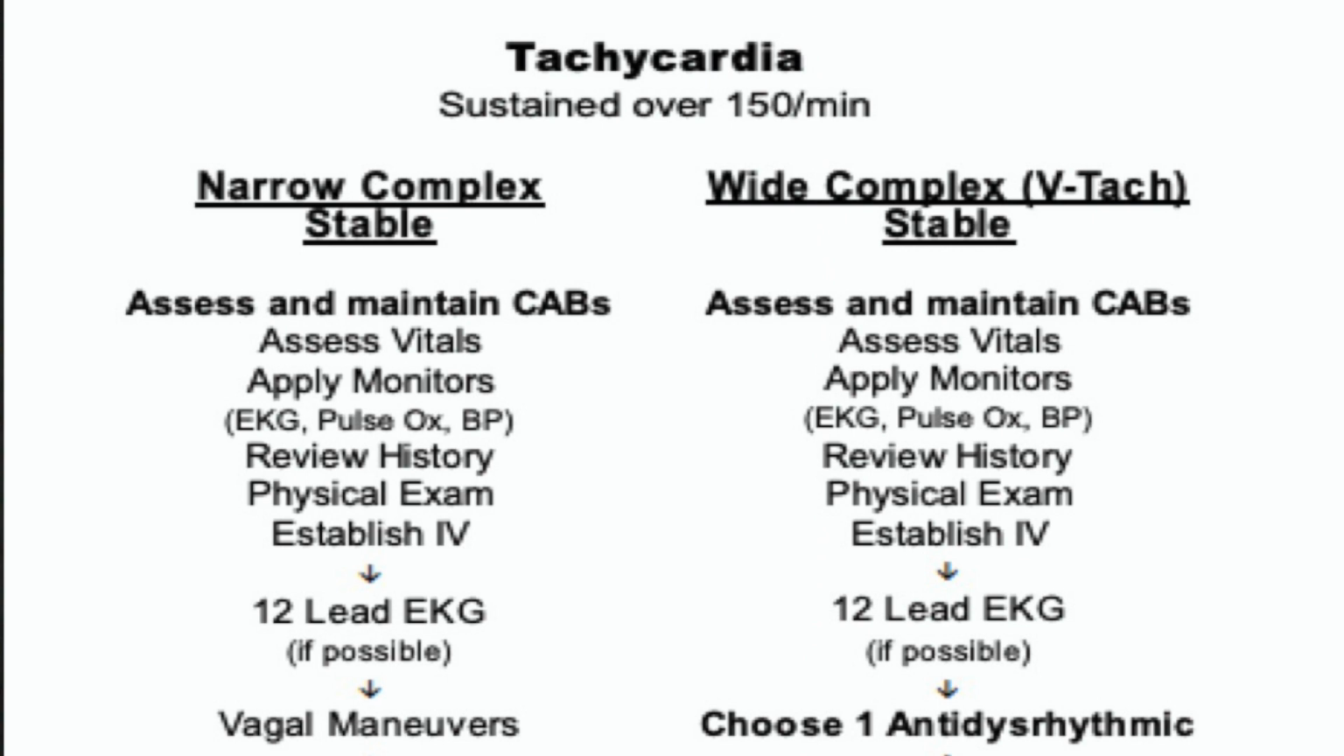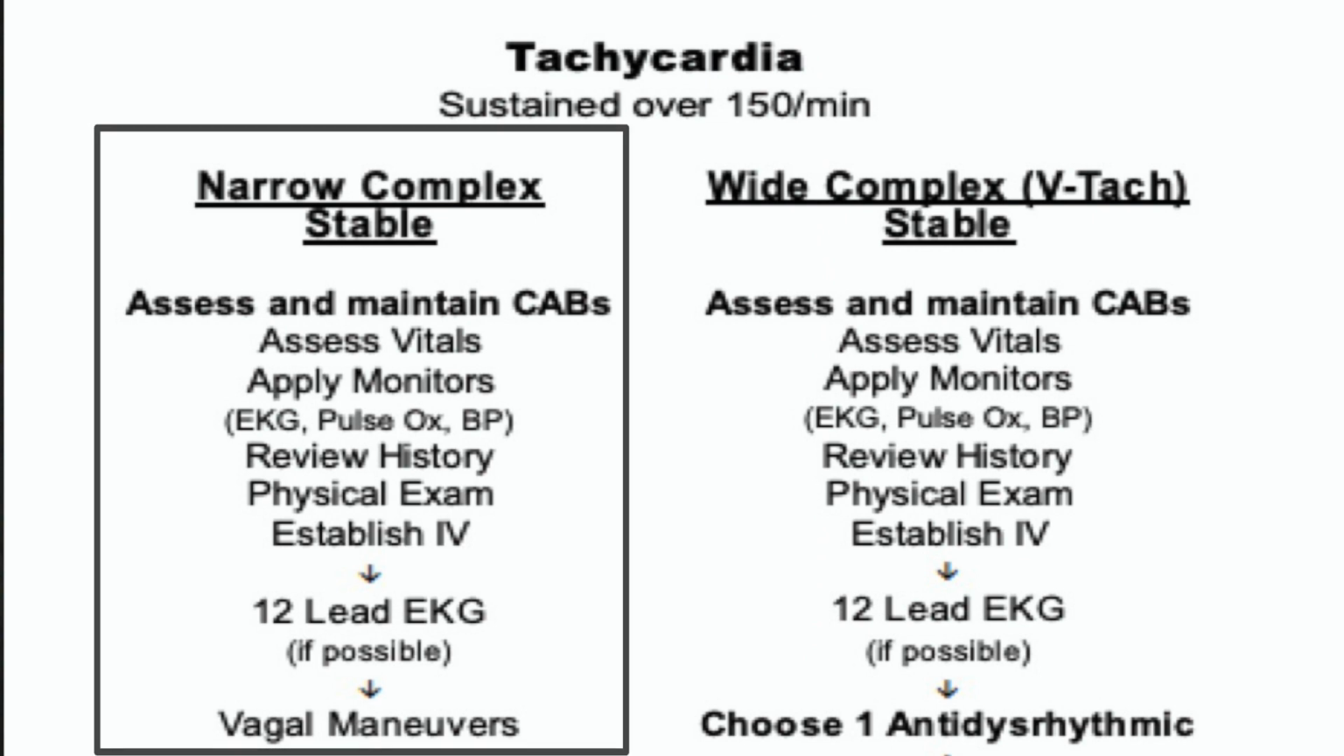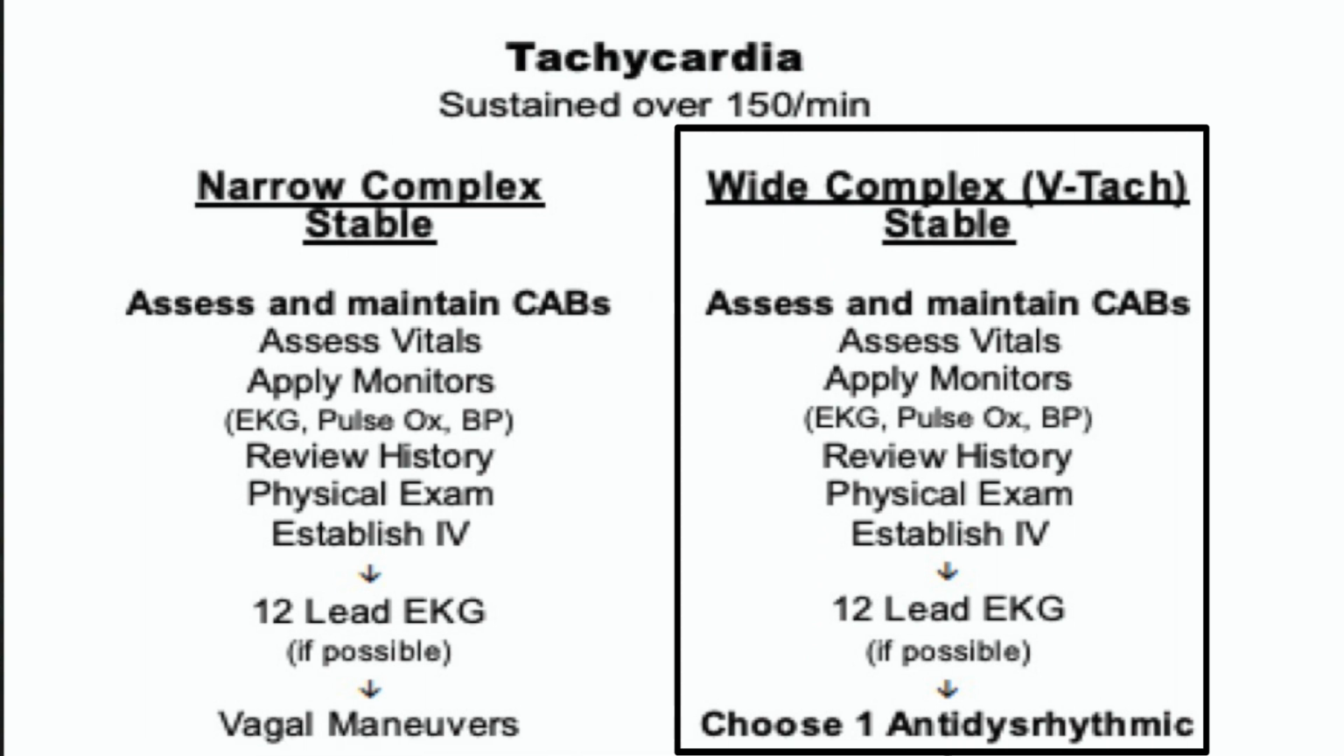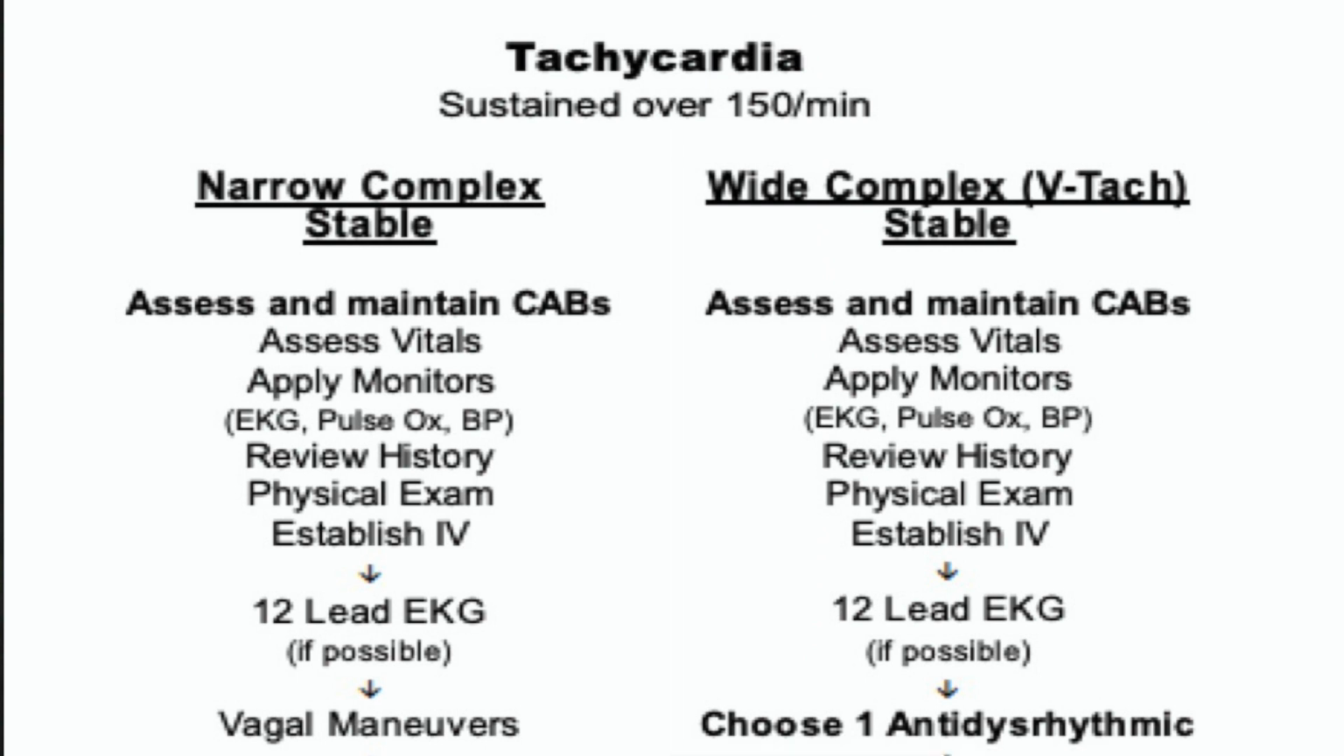So when we look at the tachycardia dysrhythmias, which is heart rates over 150, we break those down two ways. One is with a narrow QRS complex, and the other is with a wide QRS complex. The wide QRS complex, at least for ACLS, we'll talk about as being ventricular tachycardia. Certainly advanced practitioners may recognize wide complex tachycardias that are not ventricular tachycardia, but we're going to talk about just the wide complex ventricular tachycardia versus the narrow complex supraventricular tachycardia.